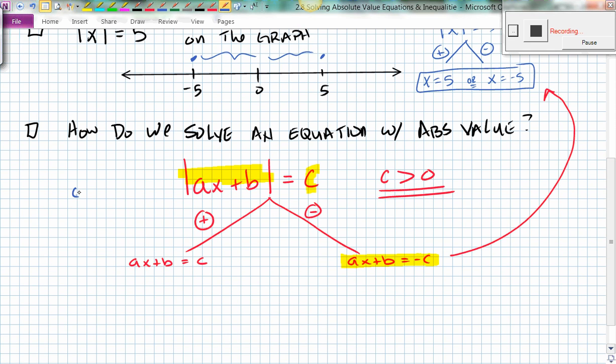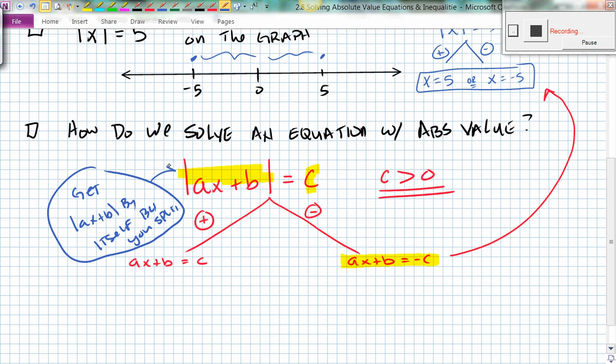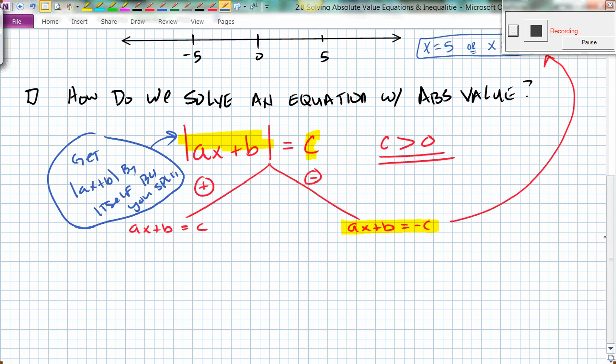Now, a little reminder. You need to get the absolute value of ax plus b by itself before you split. So make sure you get the absolute value part by itself before you split it off into 2 directions.